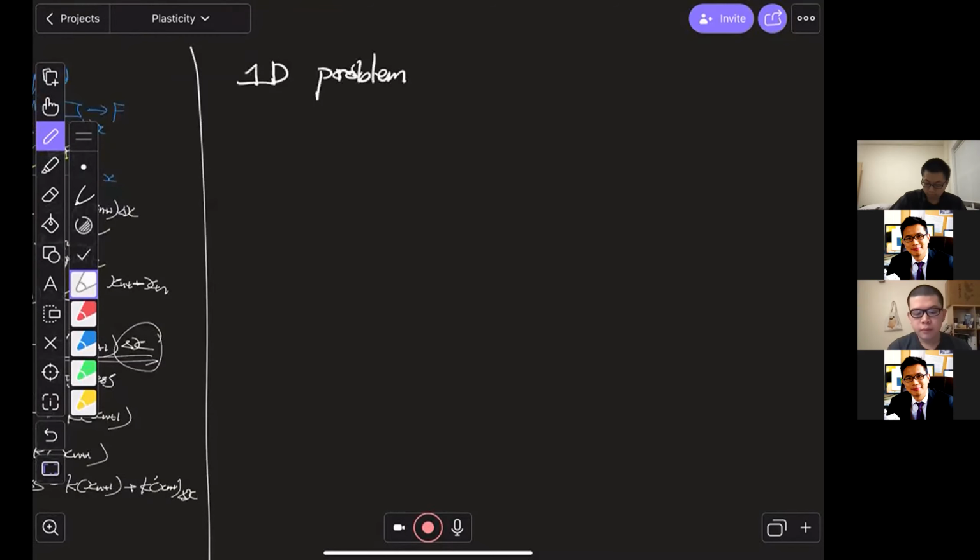In 1D, the material only has two modes. One is tensile mode, one is compaction. There is nothing else. You cannot shear material in 1D, right? Okay, so how come we cannot shear material in 1D? In 1D you can have extension and compaction, but that's it. Why is that?